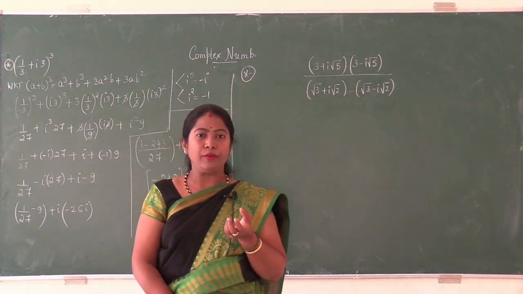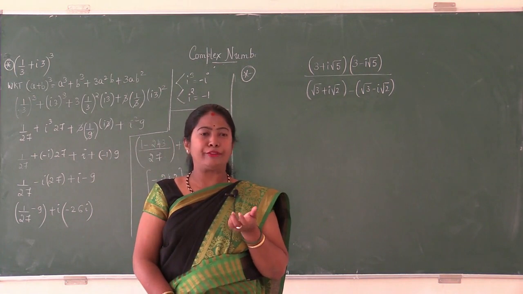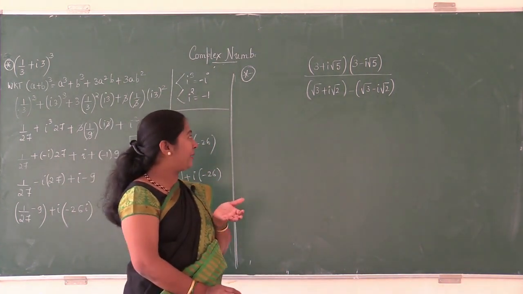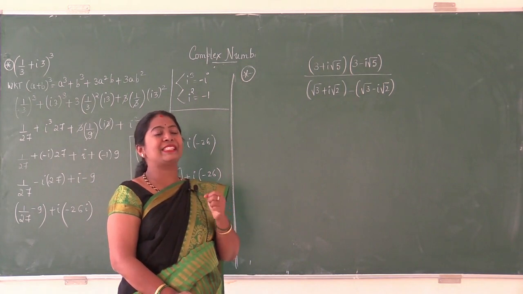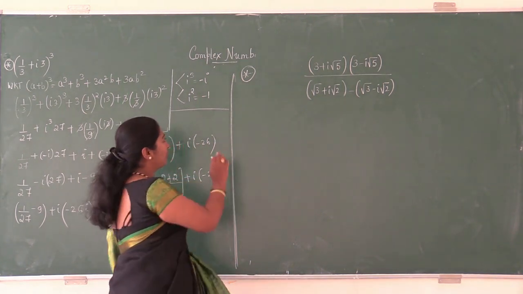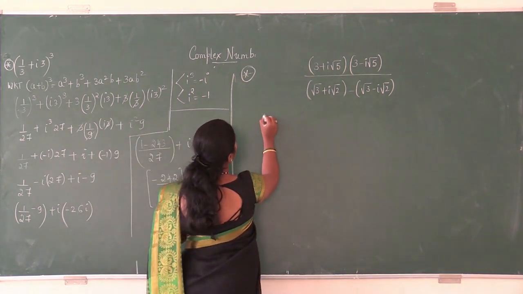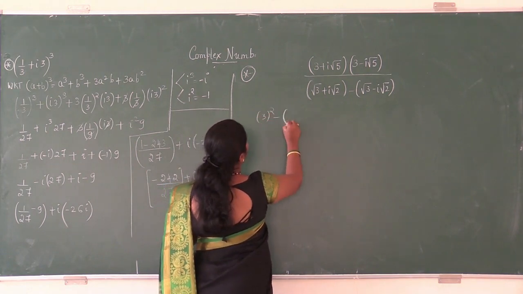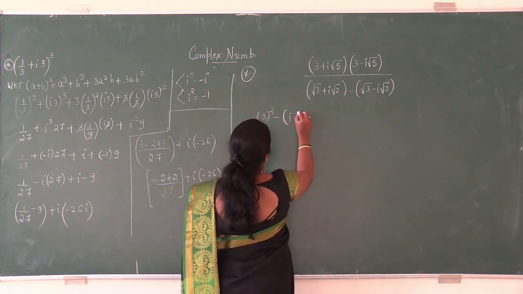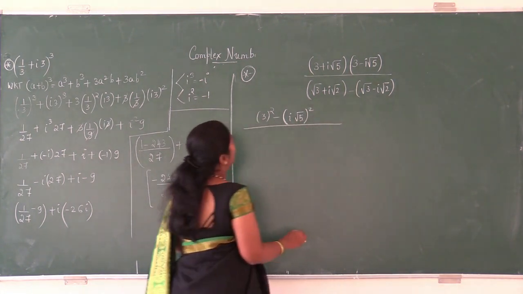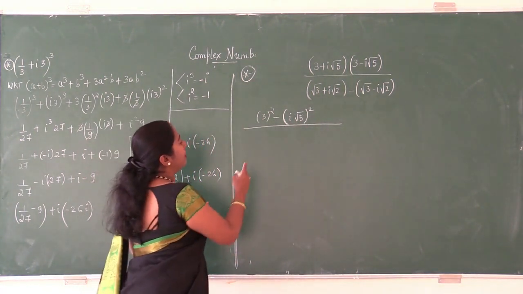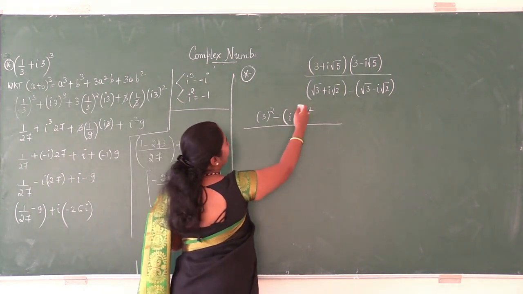When you observe, the numerator is of the form (a plus b) into (a minus b). What is (a plus b) into (a minus b)? a square minus b square. So what is a square here? 3 square minus, what is b square? (i into root 5) whole square. So this is a square minus b square. Now start eliminating the denominator part. We shall simplify.